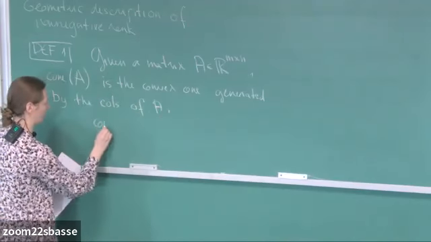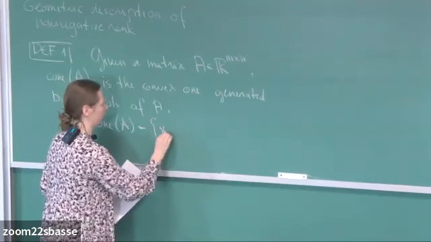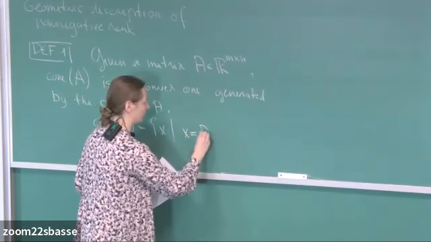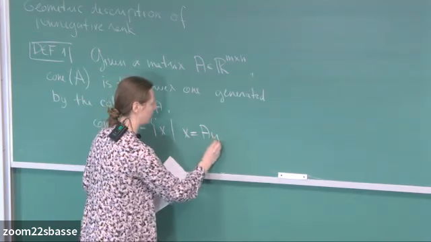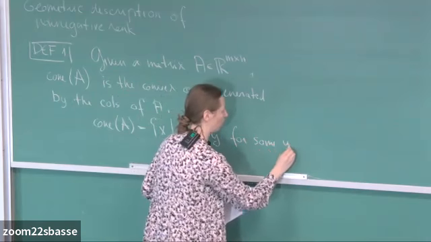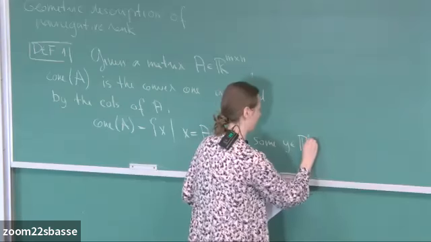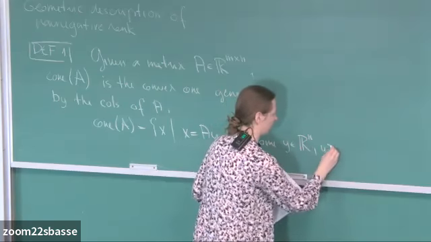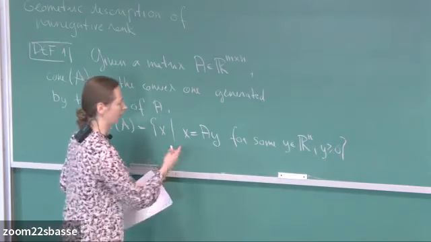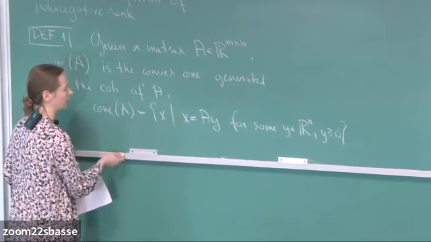More formally, it consists of all the elements x such that x is equal to A times y for some y in R^n, and y needs to have non-negative coefficients. So this is what it means. It's a finitely generated cone, and x lives in R^m.